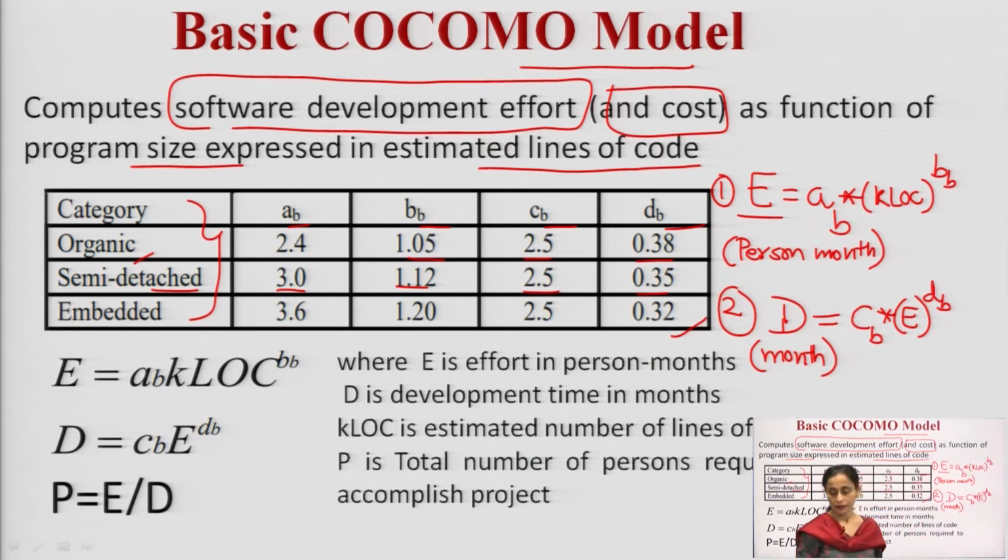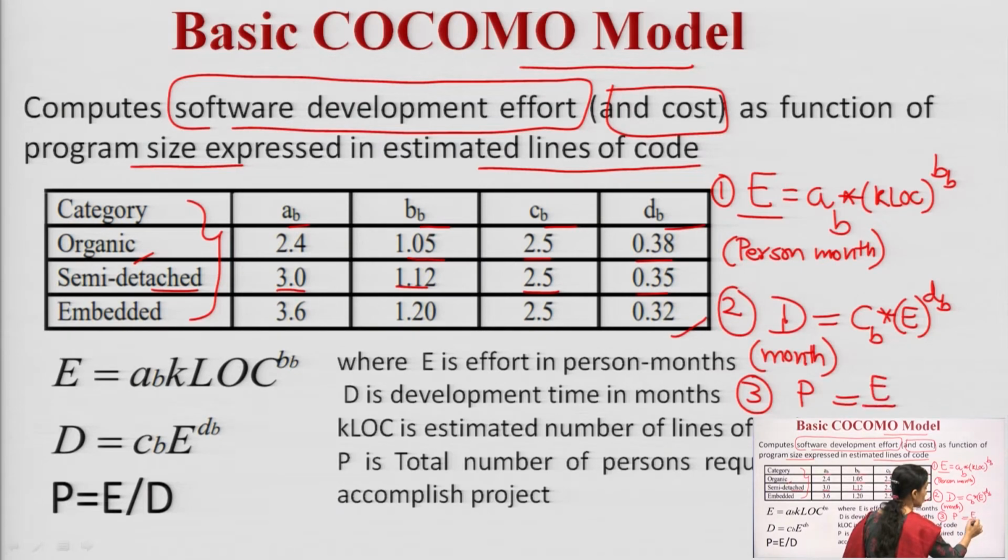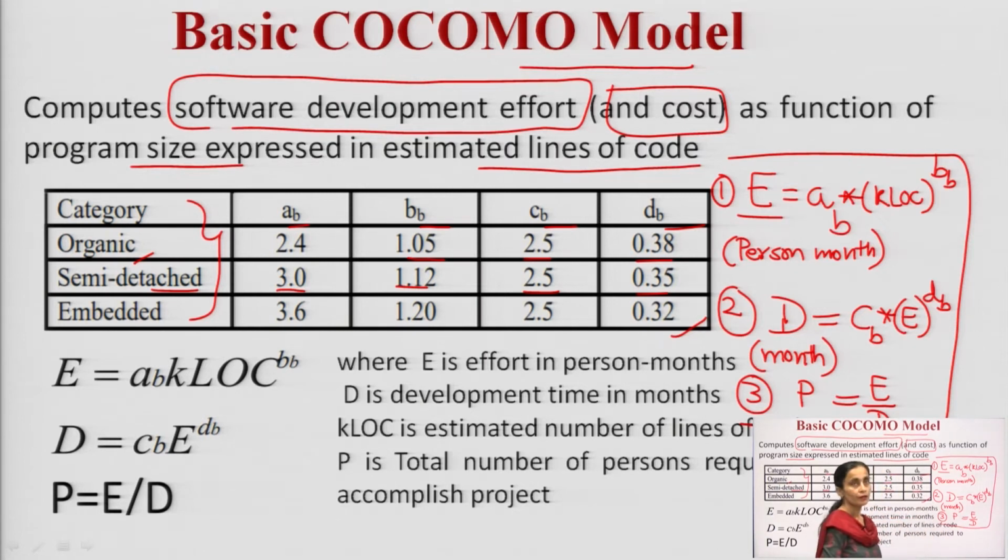The third thing that I am going to calculate is the number of persons required to complete the project, that is productivity, P. P is calculated as E upon D. So in this way I am going to calculate my effort, my development time, and the productivity of my software product in the form of the total number of persons.